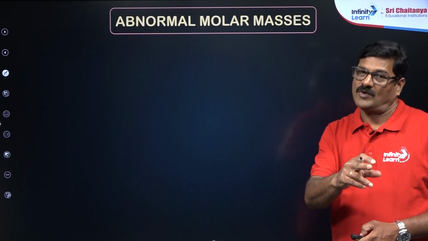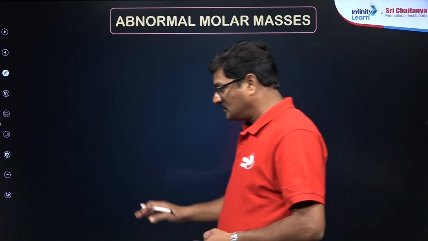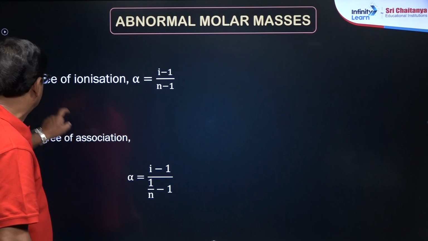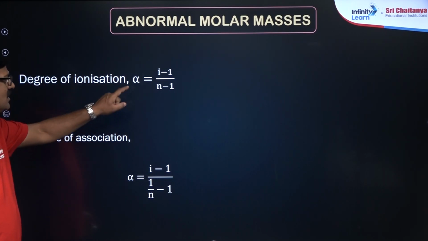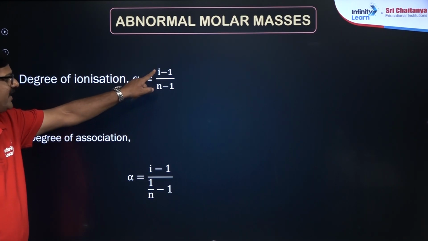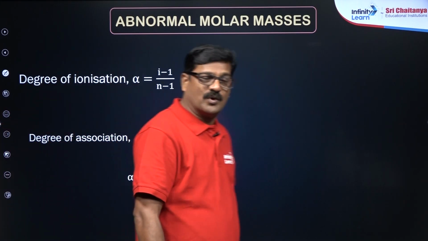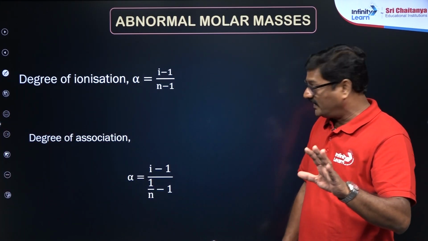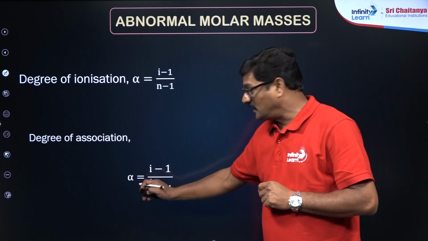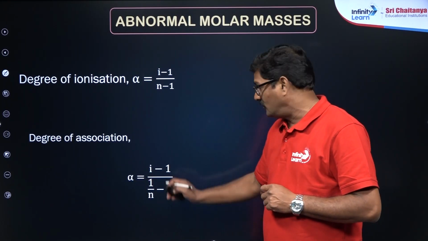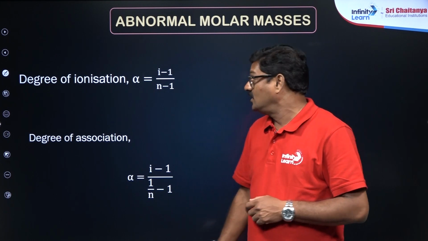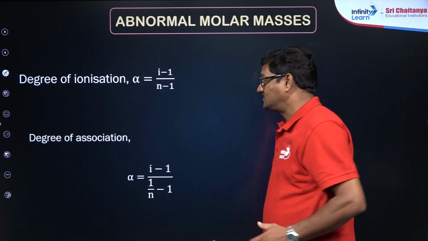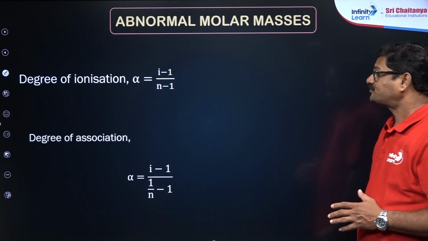And I want to say that the degree of ionization alpha is related as, for dissociation, alpha is equal to i minus 1 by n minus 1. If the solute is getting associated, alpha is equal to i minus 1 upon 1 by n minus 1, where n is the number of particles after dissociation.